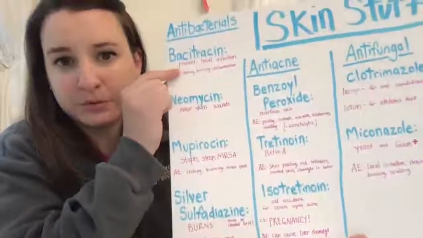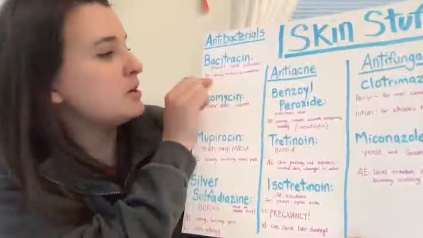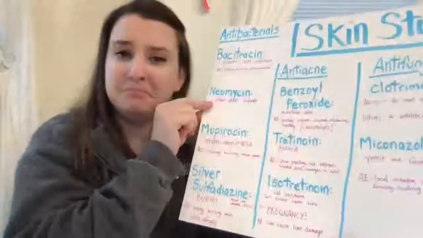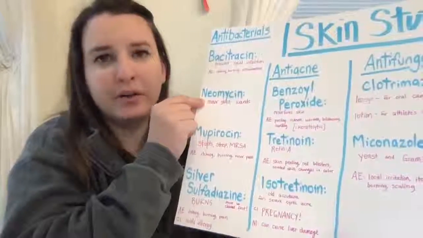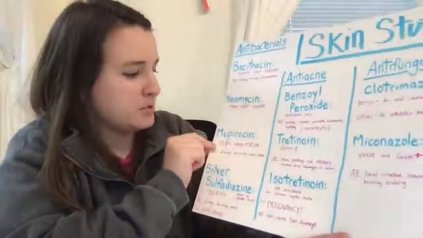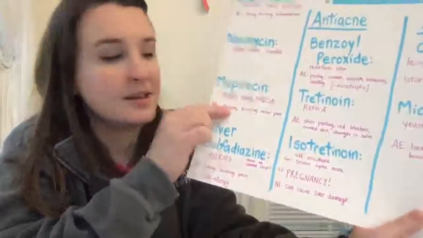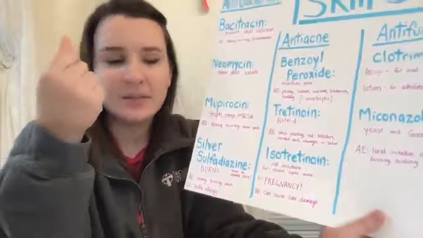Bacitracin. This prevents local infection. Adverse effects can include itching, burning, and inflammation. Pretty easy. Neomycin, minor skin wounds. This is the drug that's in Neosporin. We all know what Neosporin is. Mupirocin, this is for staph, strep, and MRSA. Adverse effects, itching, burning, and minor pain. Kind of makes sense. It's going to be on the skin.